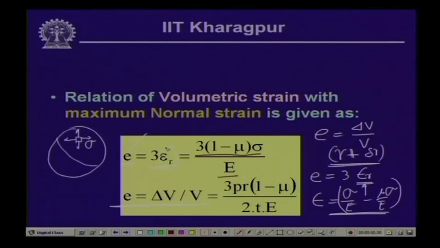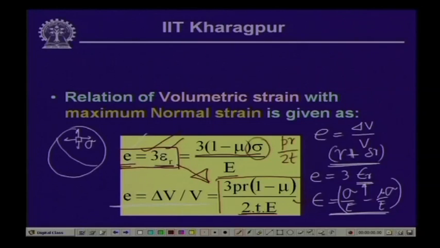So, this is 3 epsilon r, and sigma being P r by twice T, if we substitute that, then E becomes 3 P r into 1 minus mu by 2 times T E. So, basically the relation between the volumetric strain and the normal strain is E equals 3 times epsilon r. This is the basic relationship, and finally, we arrive at this expression in terms of the pressure, the radius of the vessel, Poisson's ratio, thickness of the vessel, and the modulus of elasticity.